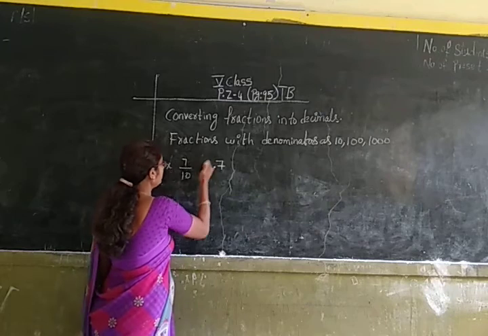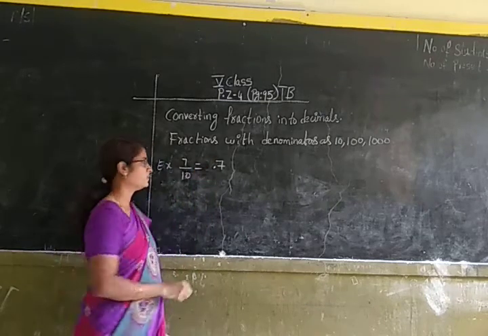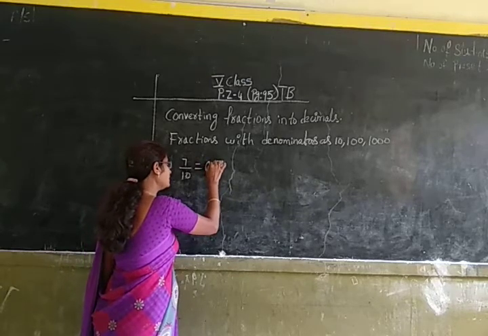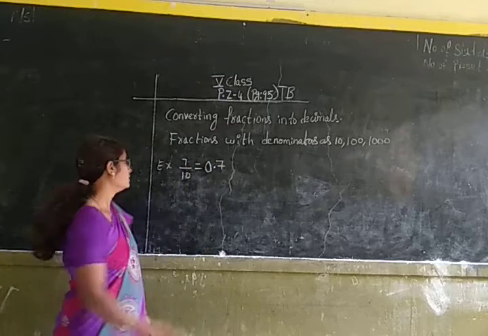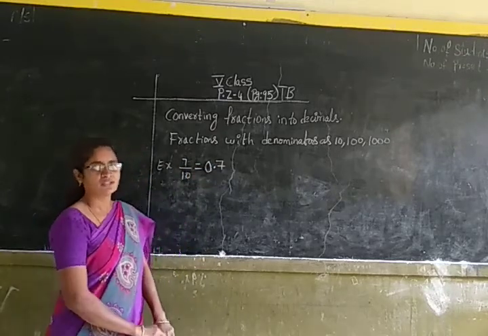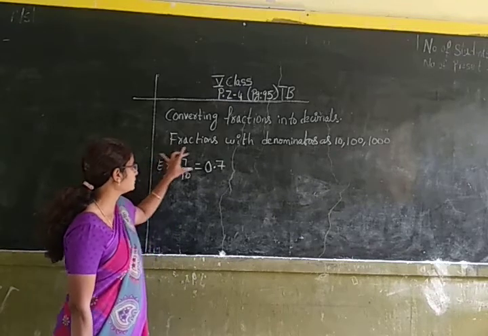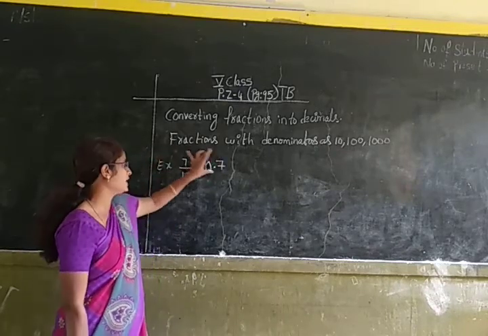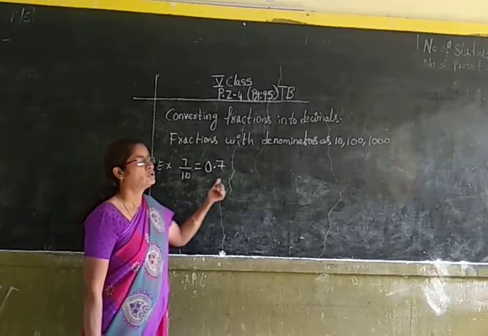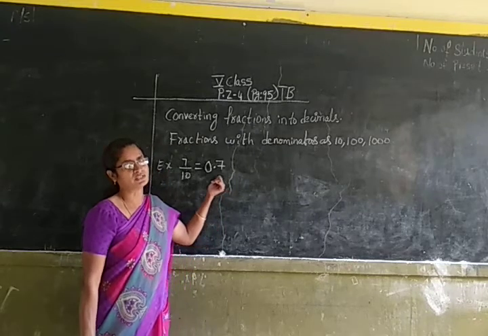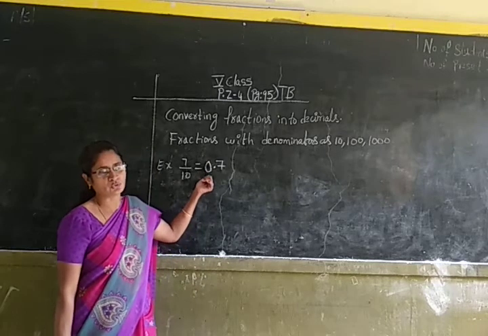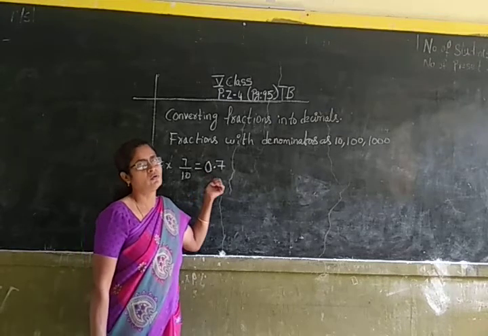Here in the whole number part, we are not having any number, so we can put 0. So 7 by 10 can be written as decimal as 0.7. Did you understand, children? First, we write down the numerator 7 as it is. In the denominator, we are having 10 and 10 is having 1 0. So you have to put a point after one digit, after 7, and in the whole number part there is no number, so you have to put 0.